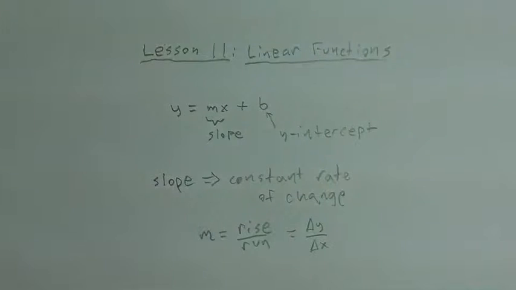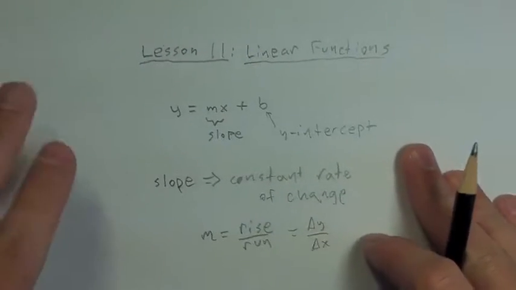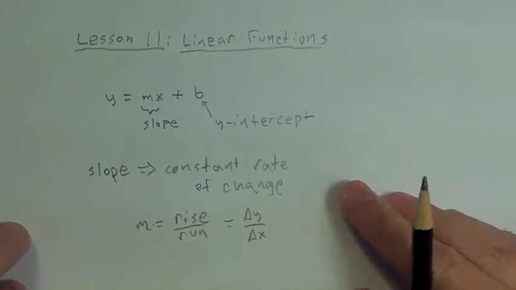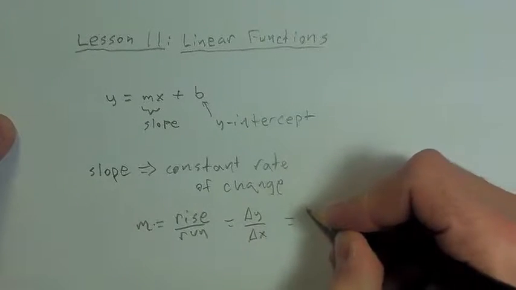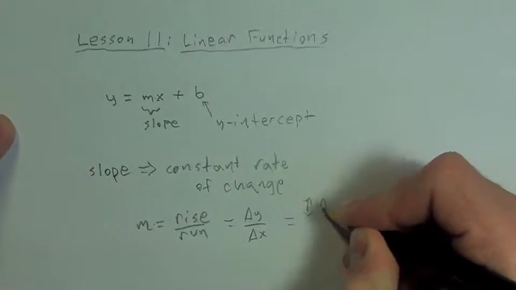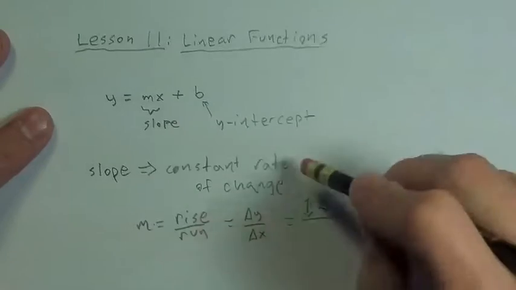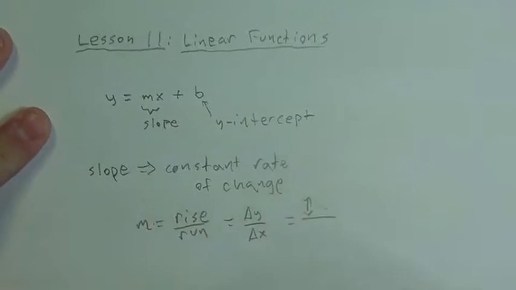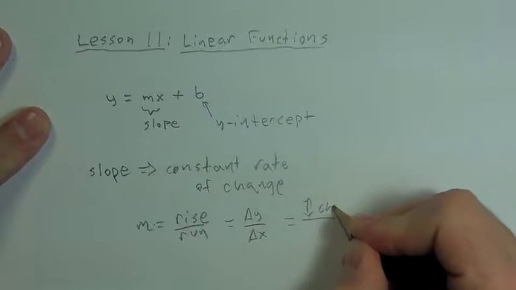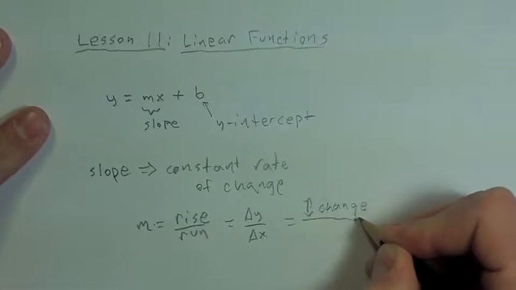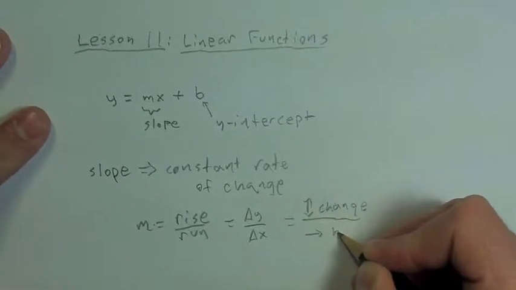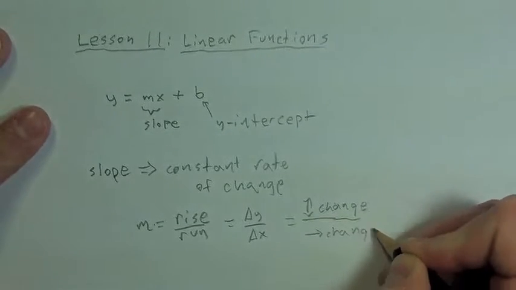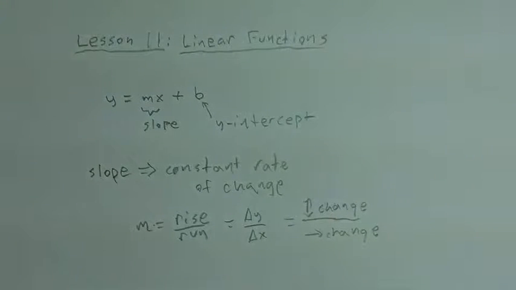We use deltas to mean change, or I like to think of it as vertical change over horizontal change. And let me just actually write it out. Vertical change over horizontal change. Okay, so how much is the line changing up and down versus left and right?